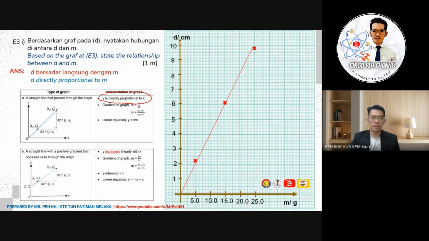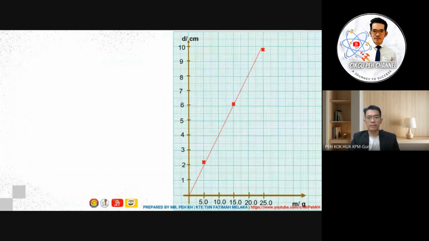Okay, if your graph is like this, not passing through origin, it starts from a certain value here, a straight line like this, so you have to give y increases linearly with x. That means if your graph is like this, the relationship here should be D increases linearly with M. So you have to follow the graph you draw. Okay, then the next.